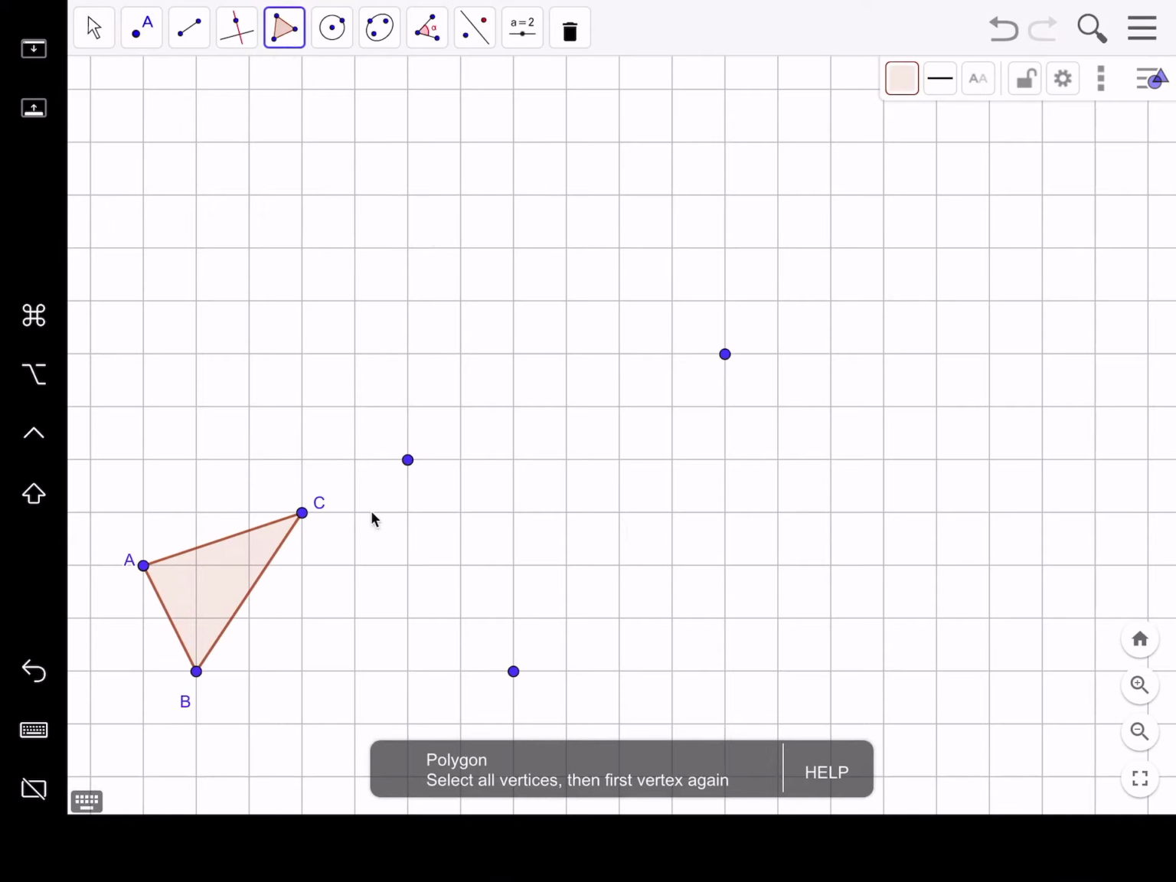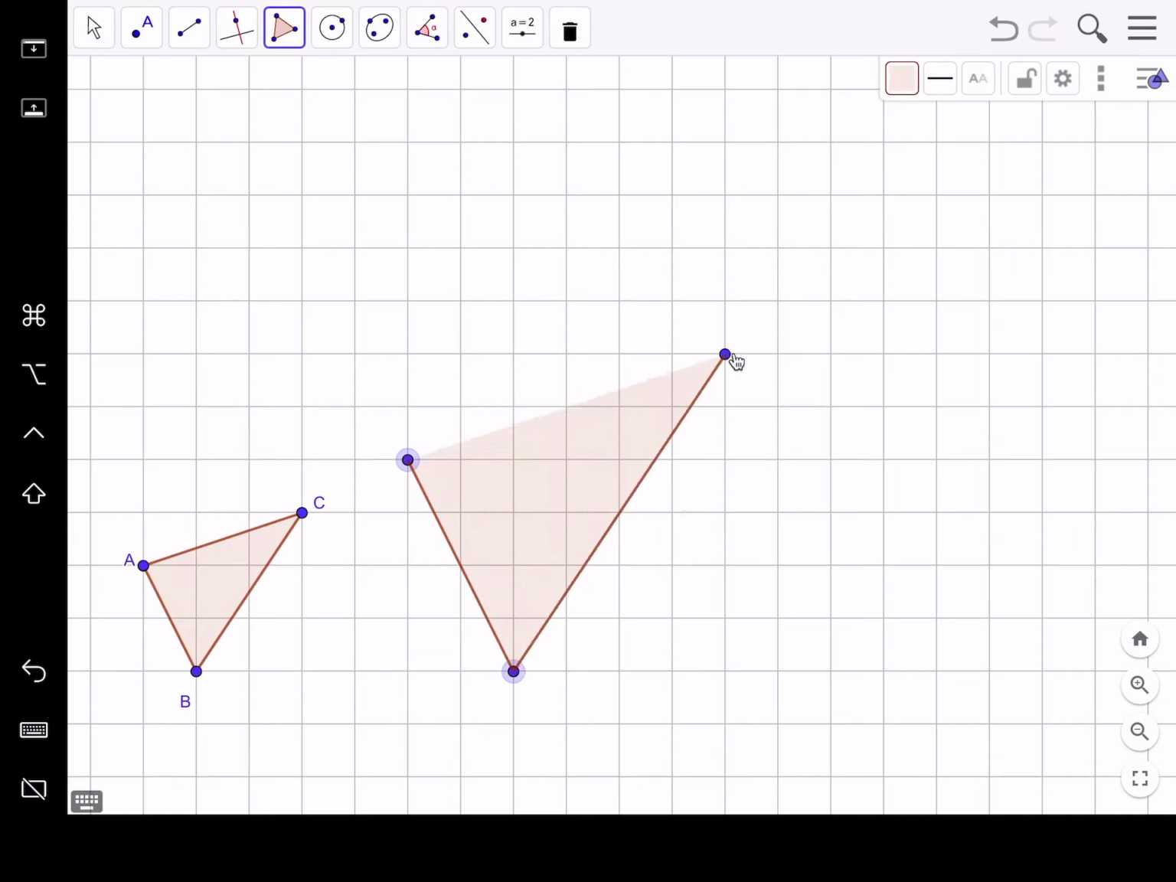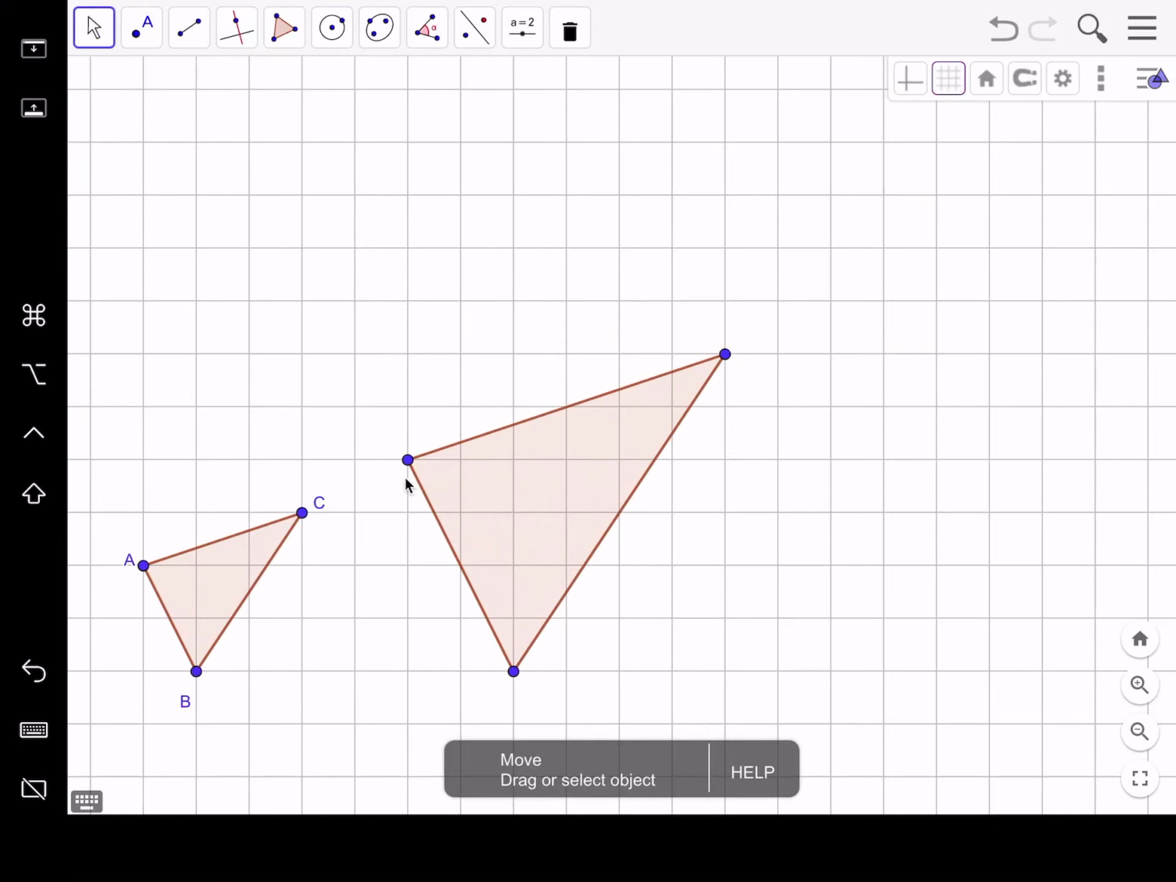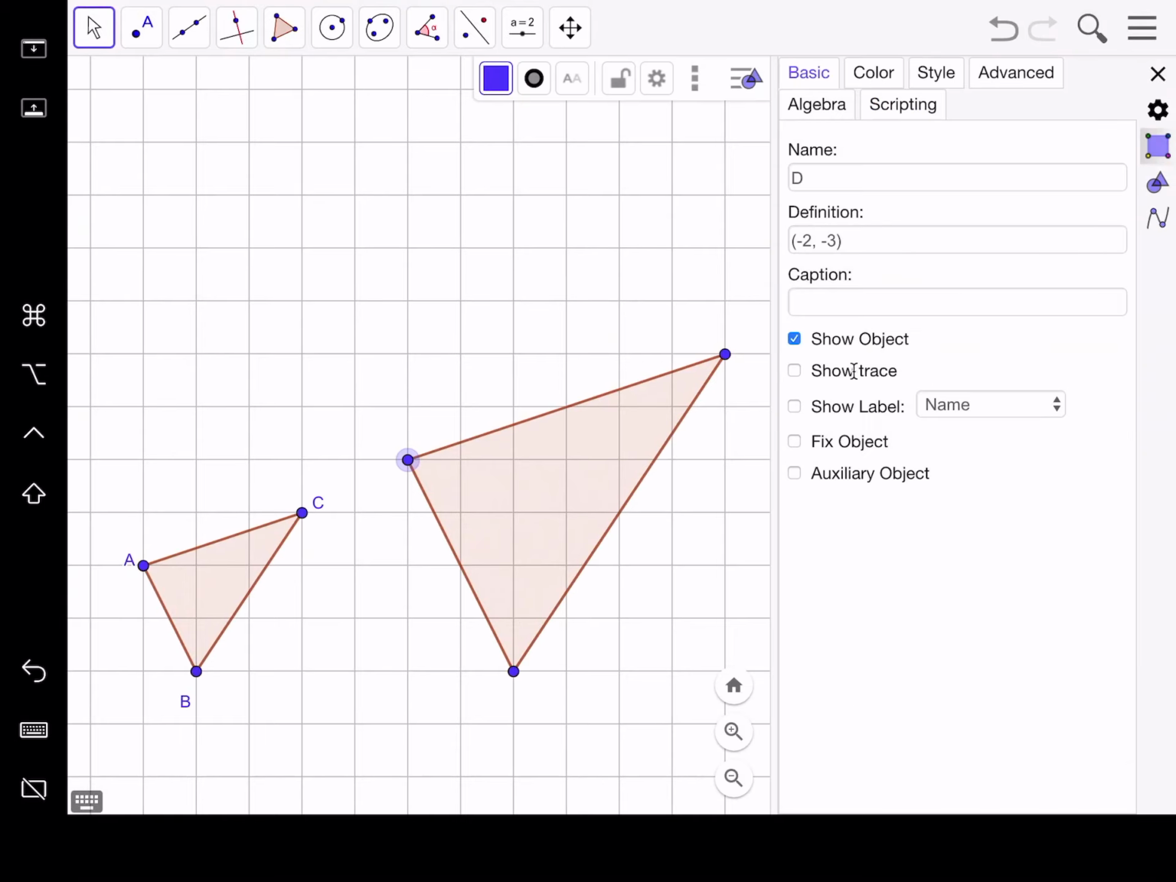Mukhang yun yung ating triangle. Okay, so pwede nyo i-verify if lagyan siguro natin ng pangalan. Show label. So makikita nyo if try to verify yourself if DE is twice AC, if DF. Dapat yata para corresponding DEF, dapat yata nandito yung E. Pagpalitin ko na lang.